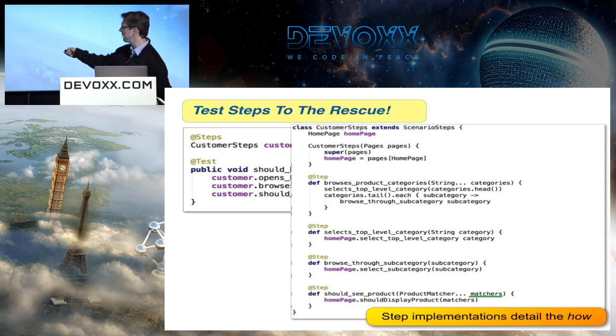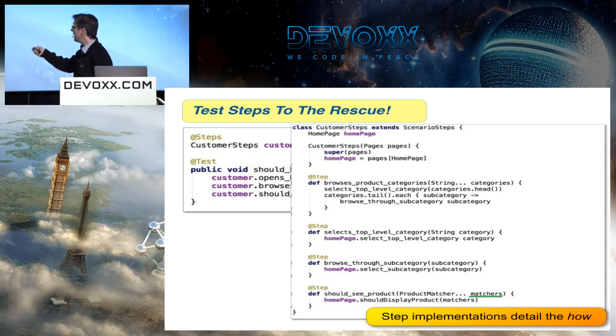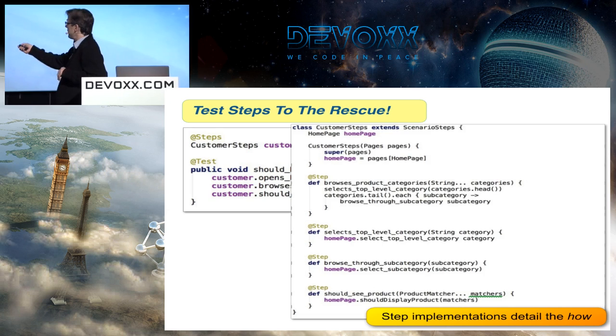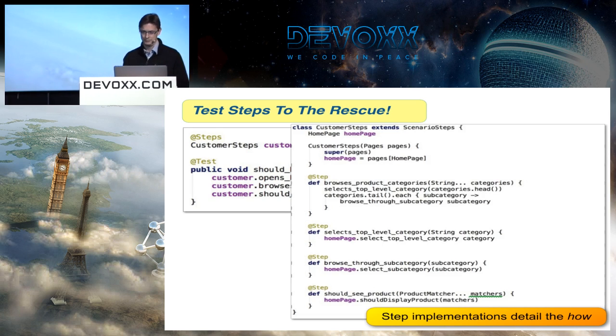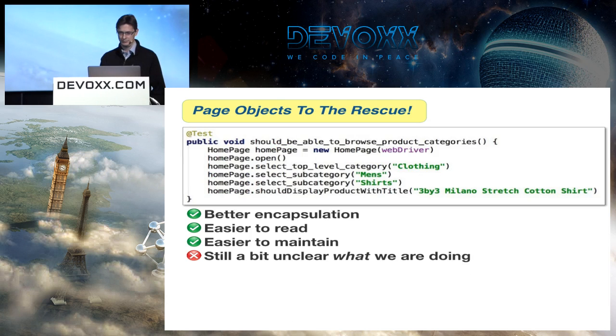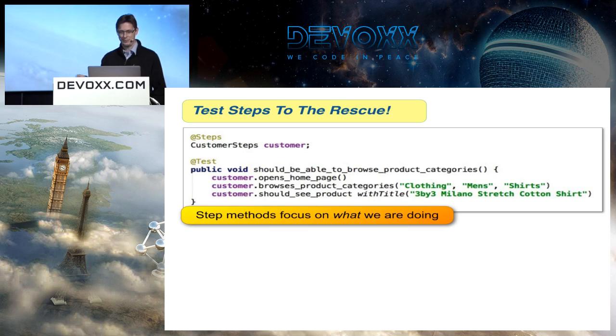And in this sub-step, we just say select subcategory on the page object. So the step library talks to page objects. But the test itself, here we go. So the test itself doesn't talk to page objects.